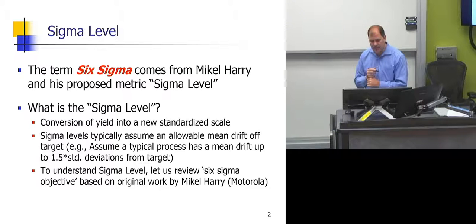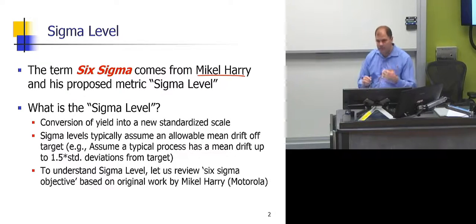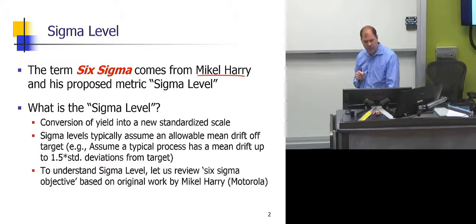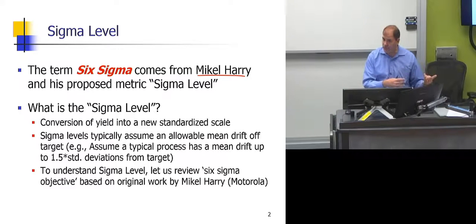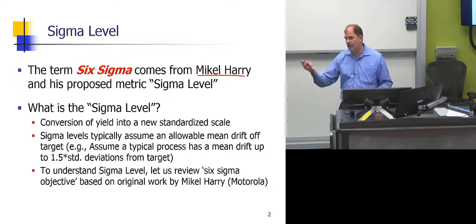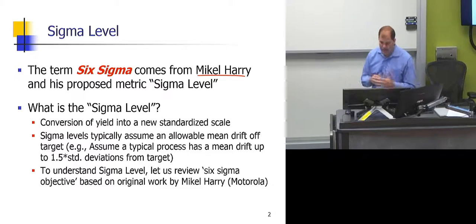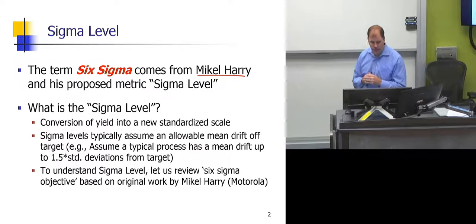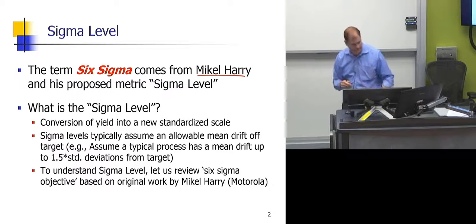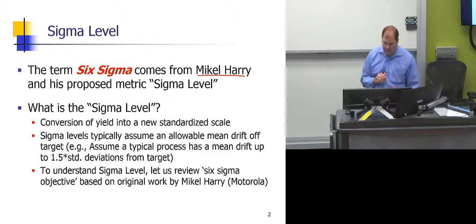But this term, sigma level index, comes from Harry, thought of as the founder of the DMAIC process. And what he did was he said, you know what, I need to have a new scale. I want to take basically yield percentages and put them on a different scale, and I'm going to call this the sigma level index scale. And he even incorporated what he called the mean drift into the index. In order to understand this process, it takes a few slides to understand what he really did and why he did it.